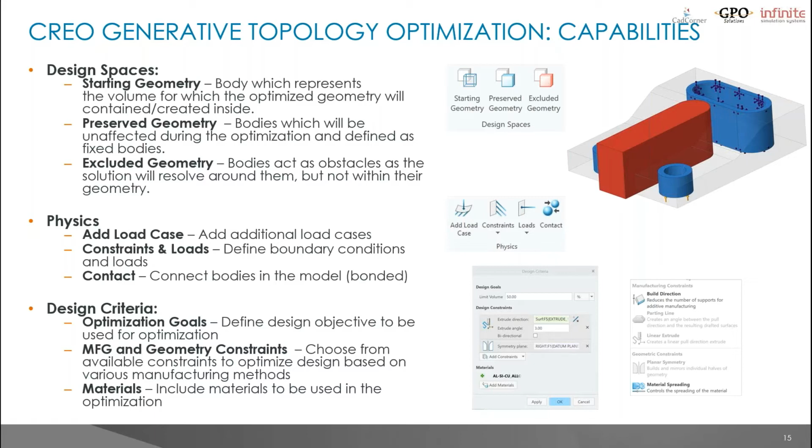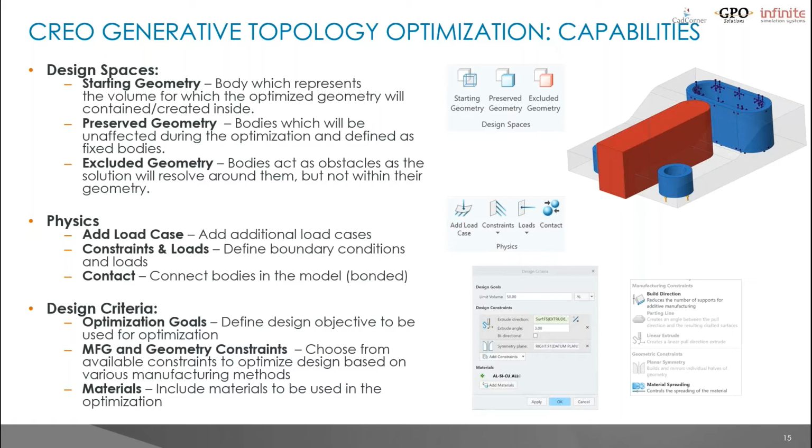So if we look at the manufacturing constraints as a start, the top one is build direction. That is for optimizing for 3D printing, so to have less supporting structures. You can also optimize for molding with the parting line function, or perhaps you want to mold the parts. You can use the linear extrude function to define your constraints.